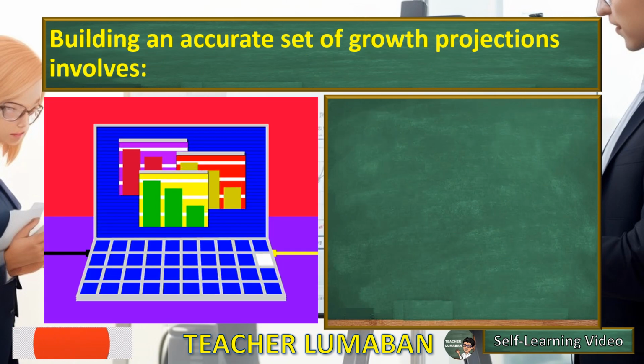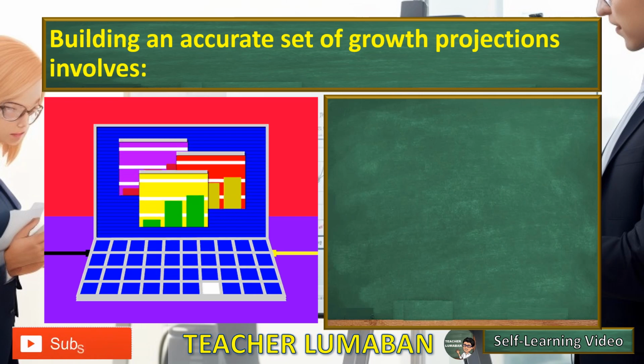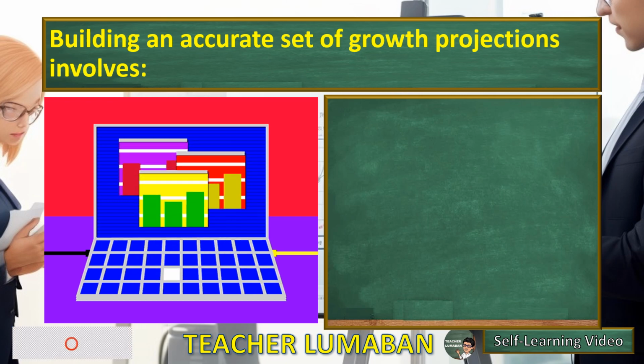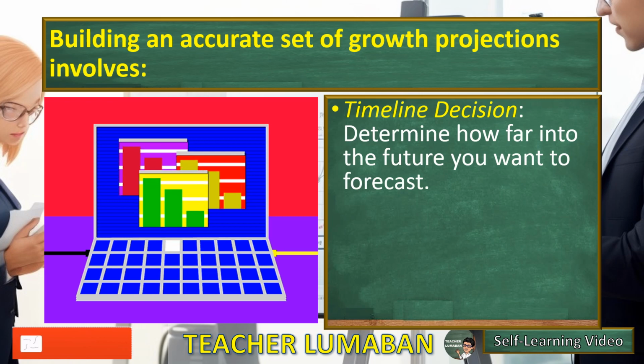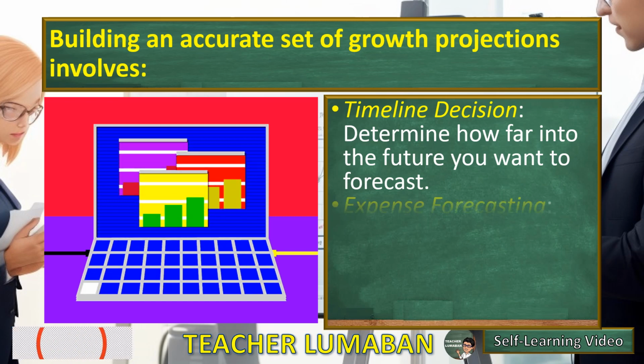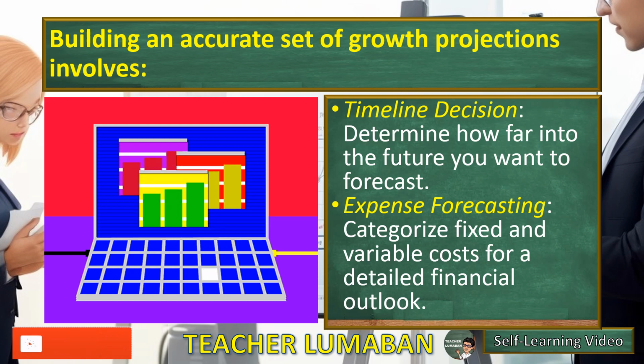Building an accurate set of growth projections involves a timeline decision: determine how far into the future you want to forecast. Expense forecasting: categorize fixed and variable costs for a detailed financial outlook.